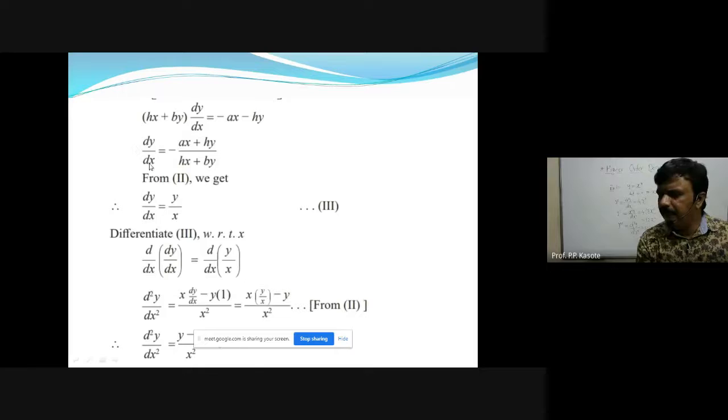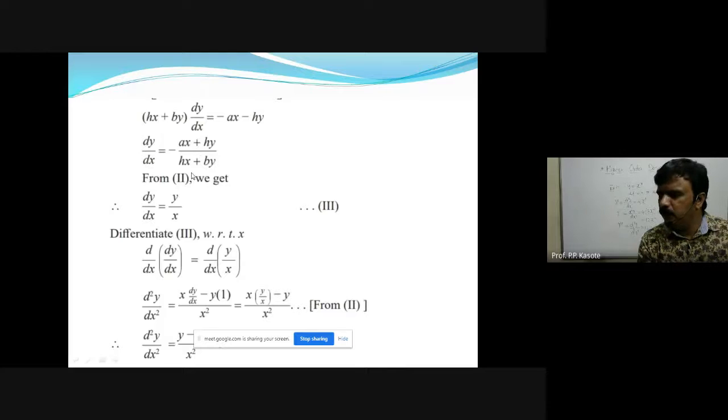Now, to find dy by dx, shift this bracket to the right hand side. So it will go in the denominator of the right hand side. So at last we'll get dy by dx as minus (ax plus hy) upon (hx plus by). लेकिन ये वैल्यू तो हम लोगों ने इसके पहले इवेल्युएट किए हैं. You can see in the previous slide. We have got the value kitna?